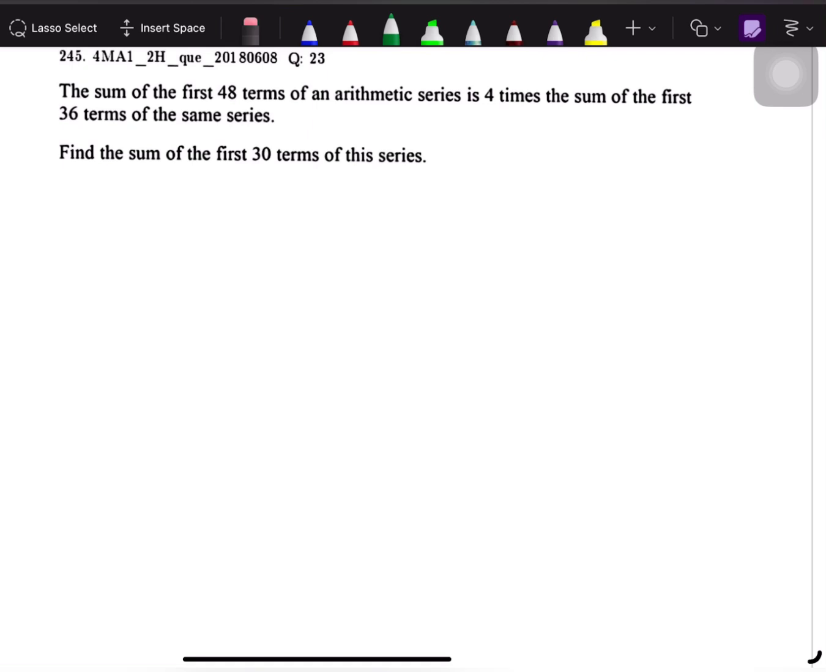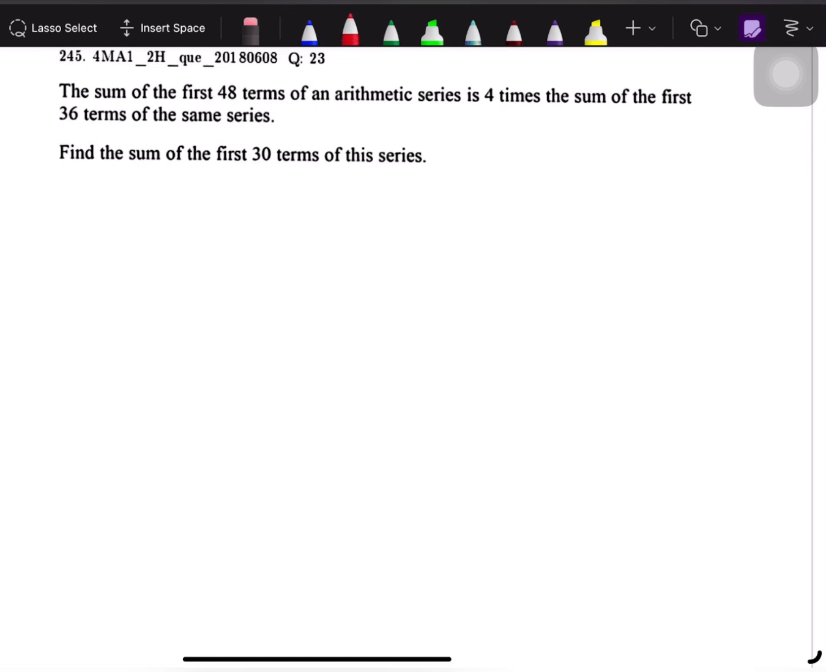Most of the students might get confused after reading the statement, because they say that either the first term is not given and the difference is not given, so how can we find out the sum? So that is the trick of the statement. So it's better to analyze the statement very carefully. So we are going to do that.